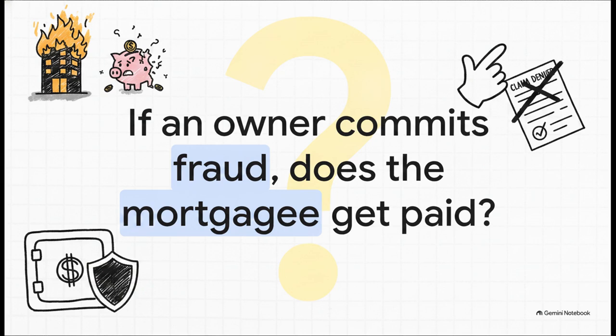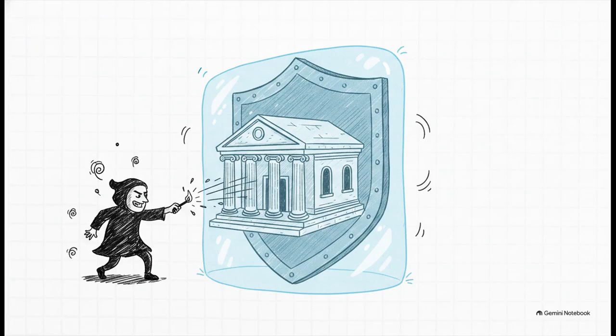Let's trigger one last active recall checkpoint to see if you've got a handle on the standard mortgage clause. Imagine a crazy scenario where a struggling store owner deliberately sets fire to their own business. It's clear arson, it's fraud, and the owner's claim is rightfully denied. But what about the bank that holds the mortgage on that property? Do they just lose all their money because of the owner's crime? The answer is yes. They absolutely still receive a payout.